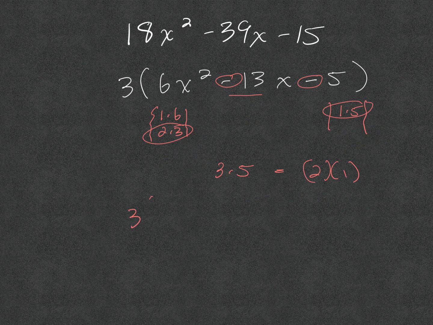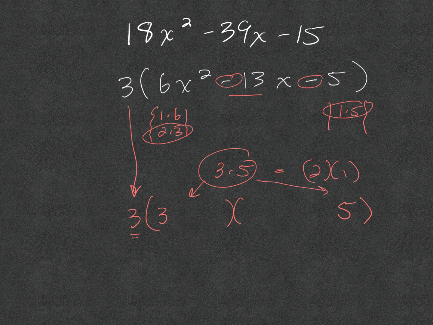Okay, now I'm going to have a 3 on the outside. I know I have a 3, 5 I can put on the outside. What I mean is this 3 still goes on the outside, and this 3, 5 goes on the outside here. Now I have that 2, 1. Okay, well I have to put the 2 here to get 6, right? 3x, 2x. That means I'm going to have to put the 1 there.